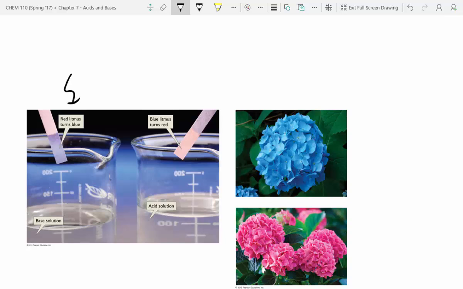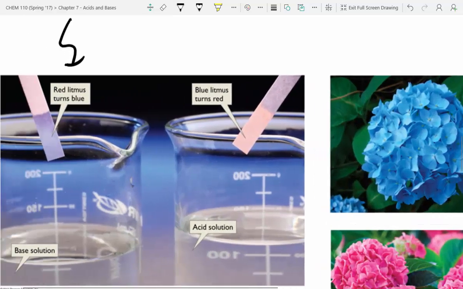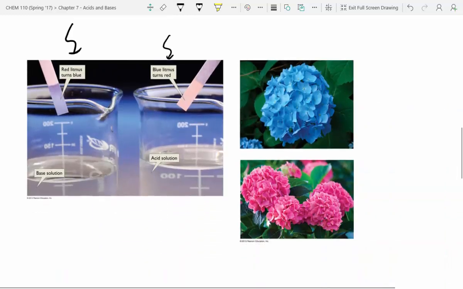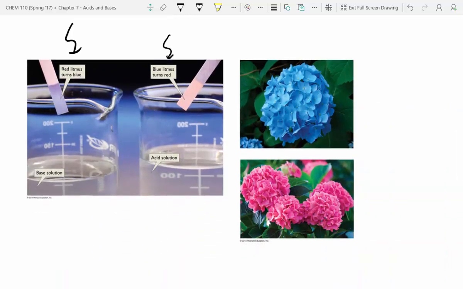All right, and then we saw the acid-base indicators, and we said that bases turn red litmus paper blue. That was a really common one. I know it's a little hard to see on here. And then acids turn blue litmus paper red. It's really easy to identify an acid or a base using just plain old litmus paper. The other one I like that was pulled from the book were these flowers. Does anybody recognize these? They're hydrangeas.